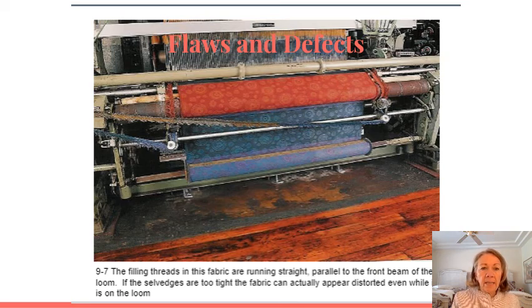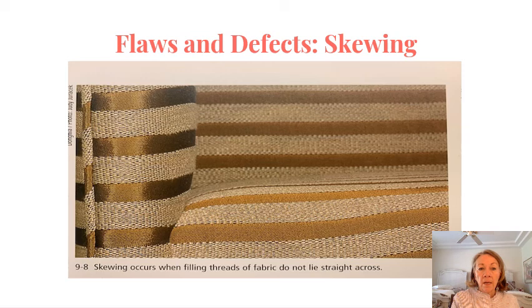So this is testing, again, for flaws and defects. They're looking at the fabric from a distance to see if all of those horizontal threads are perfectly straight. And if they're not, this would be considered another flaw or defect. In this image, if you looked at this fabric closely, you would see that the filling threads are running very, very straight. On this particular piece of furniture, we can see that the fabric was a little bit skewed.